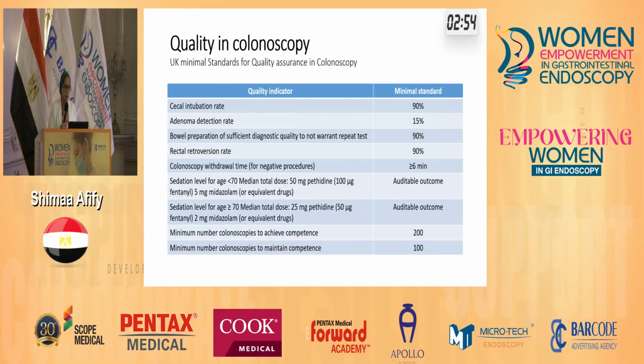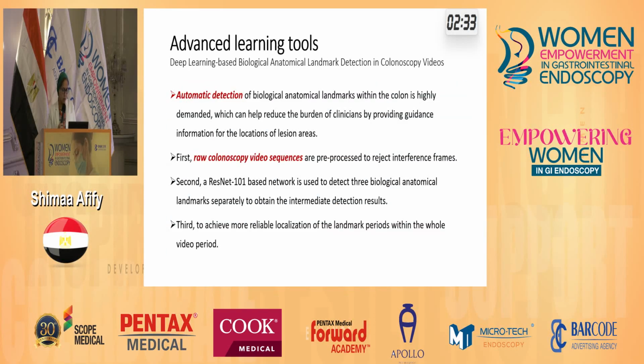Adenoma detection rate should be more than 15%. The bowel preparation quality should also be 90% achieved. The retroflexion of the rectum is also needed. And the minimum number of colonoscopies to achieve competence is 200 colonoscopies. Finally, after we have mastered colonoscopy, we need to learn about the advances in the field of colonoscopic examination.